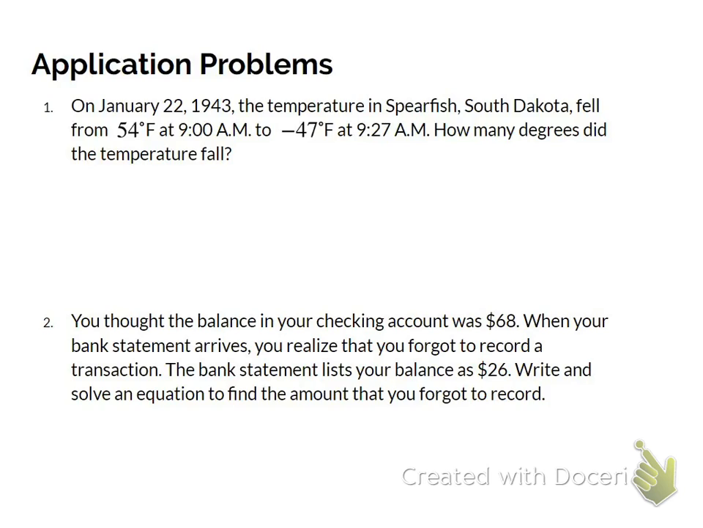On January 22nd, 1943, the temperature in Spearfish, South Dakota fell from 54 degrees at 9 a.m. to 47 degrees at 9:27 a.m. How many degrees did the temperature fall? So first of all, do we need to know the date? No, that doesn't matter to us. Do we need to know where they are? No, doesn't matter to us.